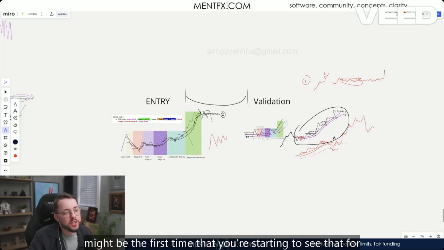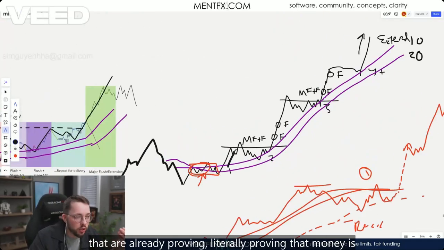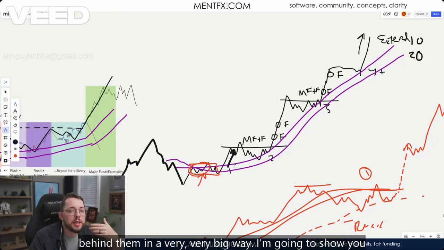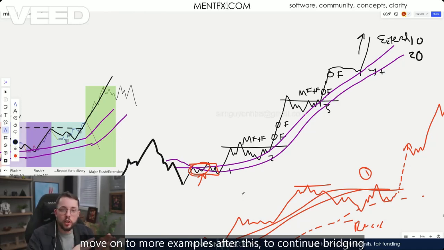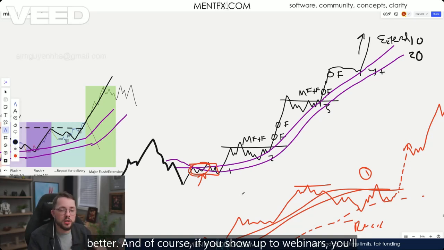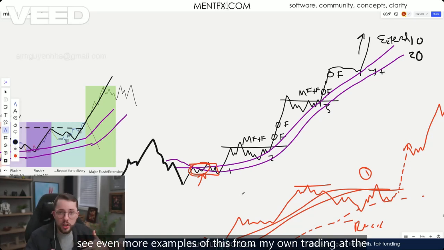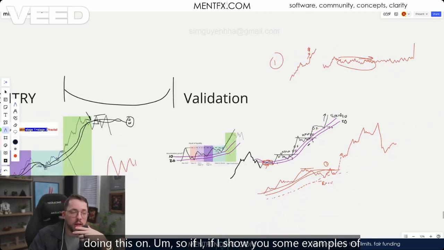And this might be the first time that you're starting to see that for the most part, the moves I want to look for are the ones that are already literally proving that money is behind them in a very, very big way. I'm going to show you some examples of that right now. Then we're going to move on to more examples to continue bridging this gap between the E and the V, understanding how to use it better. And of course, if you show up to webinars, you'll see even more examples of this from my own trading at the moment, of exactly what I'm doing on whatever timeframes.